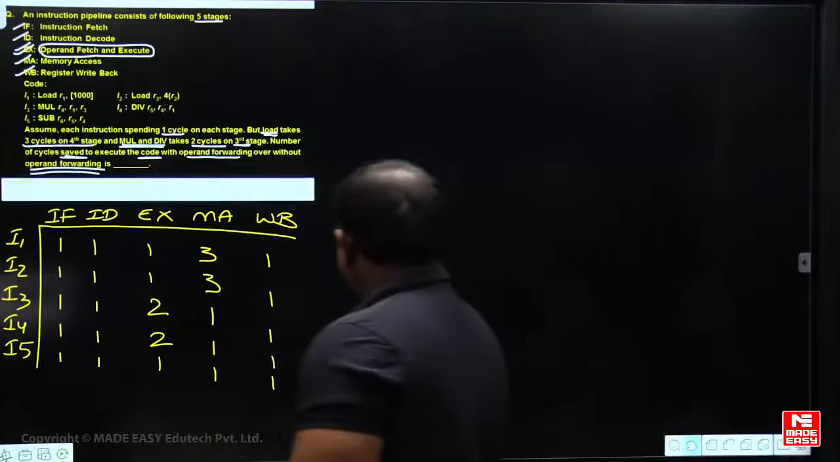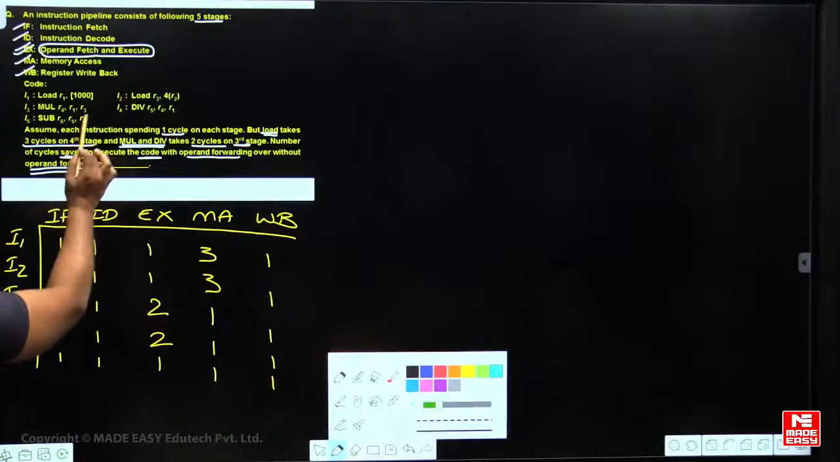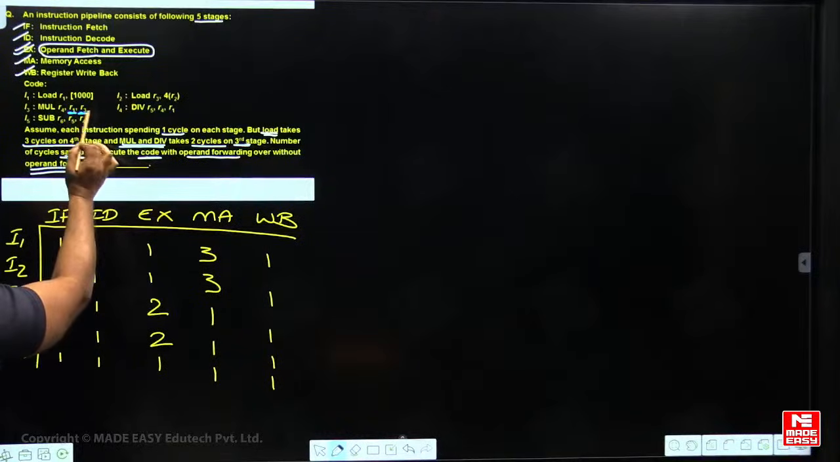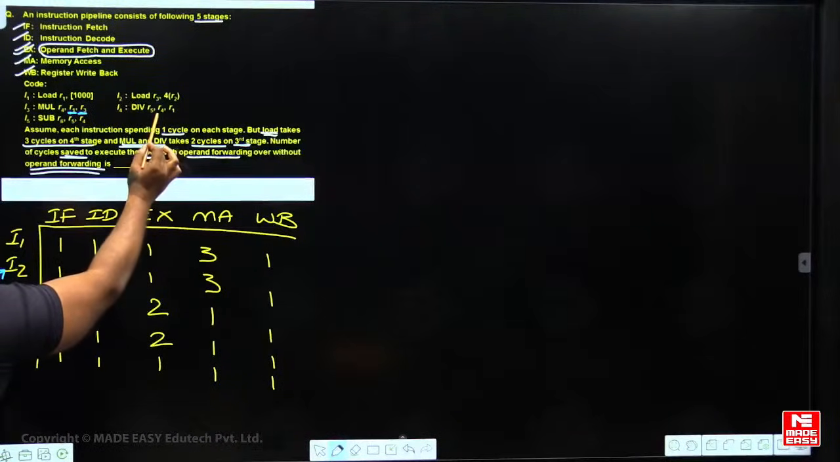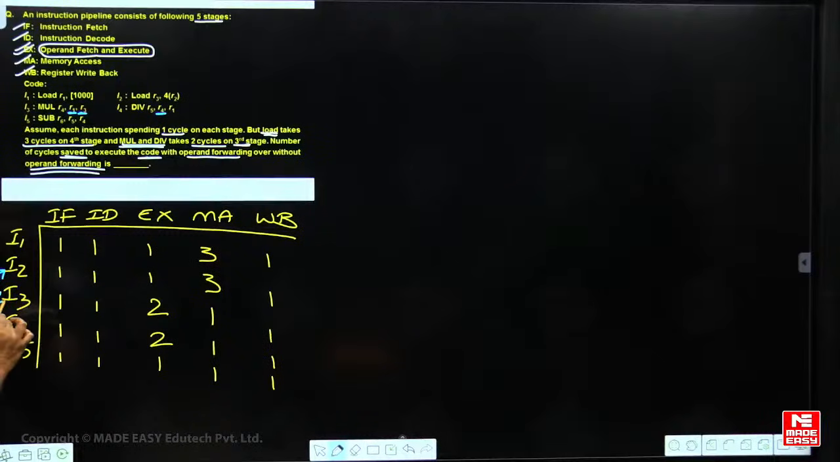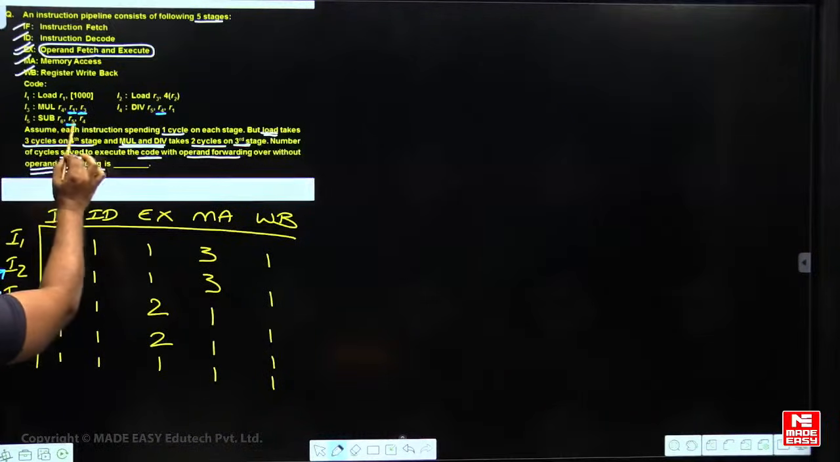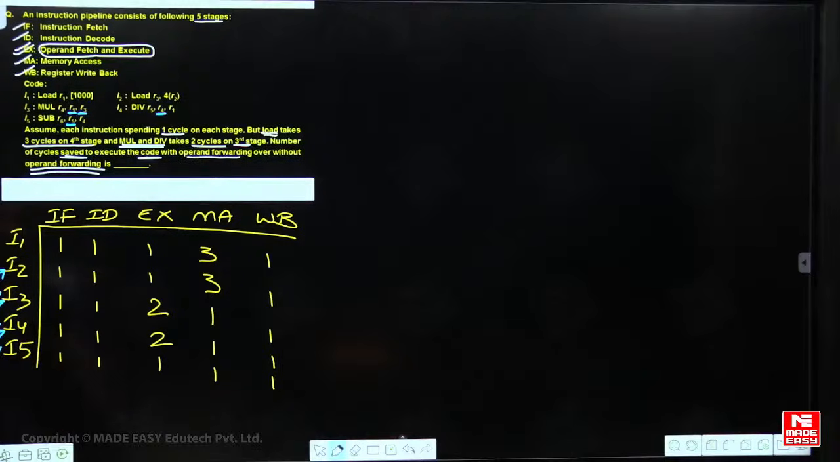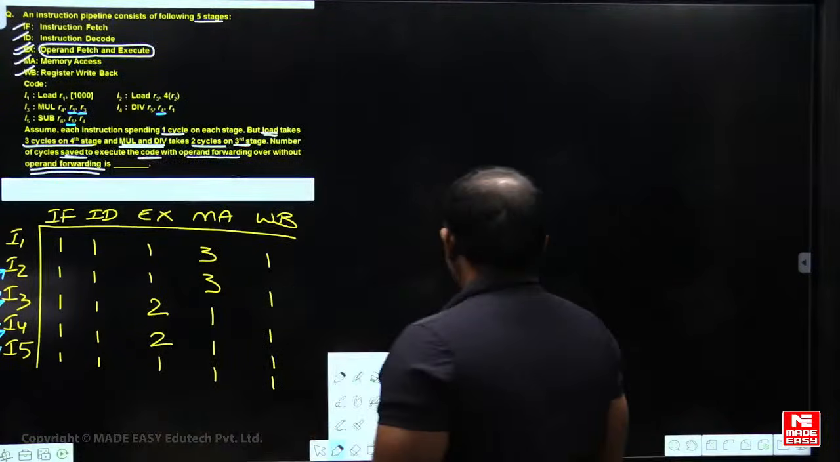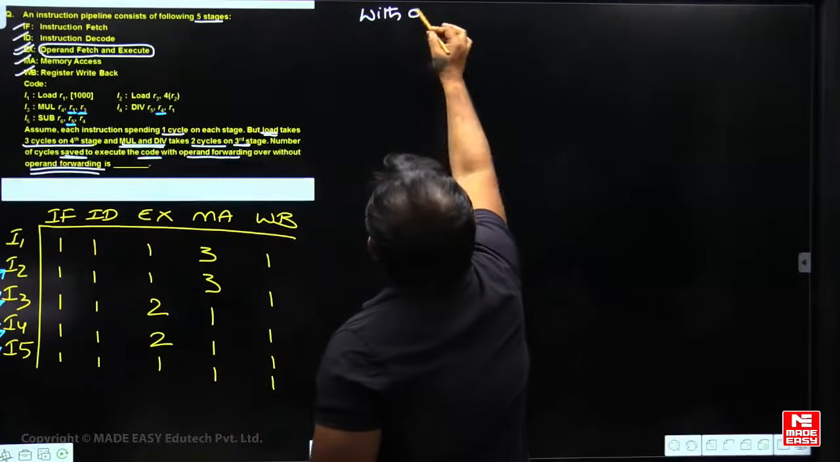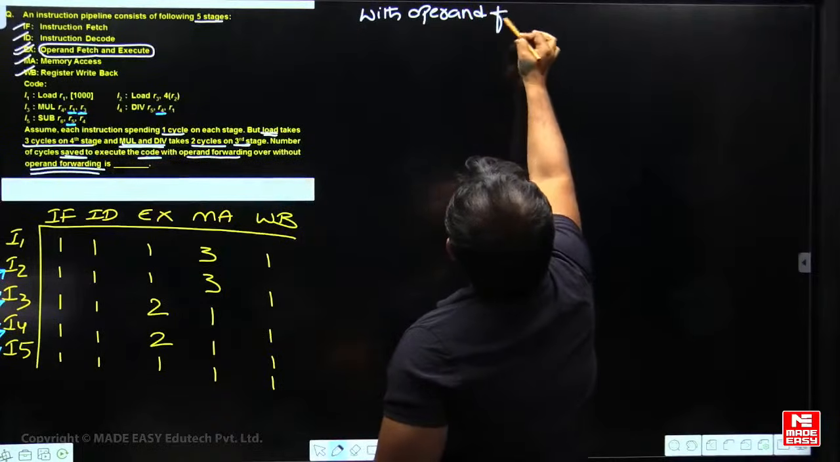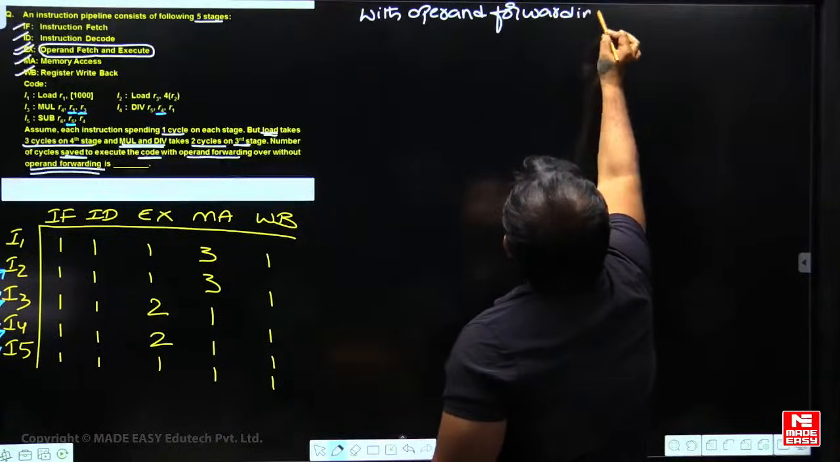Now dependencies verify karna. See this. I2, I1 no dependency. I3 may dependency is there. I3 dependent on I2, true dependency. Normal dependency, dependent on I1 also. I4 dependent on I3. Then I5 dependent on I4. Dependency detected. Then operand forwarding, without operand forwarding. Execute.